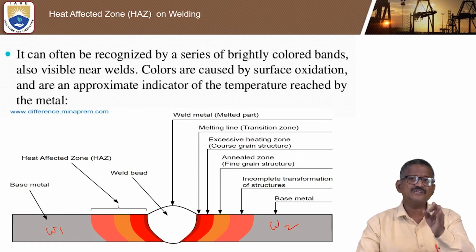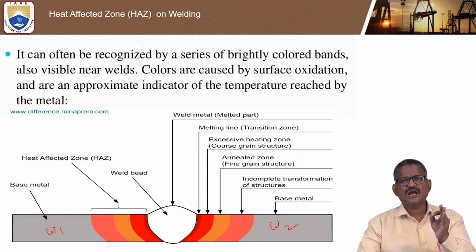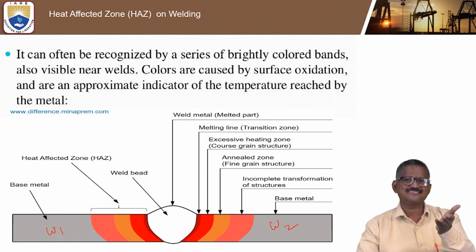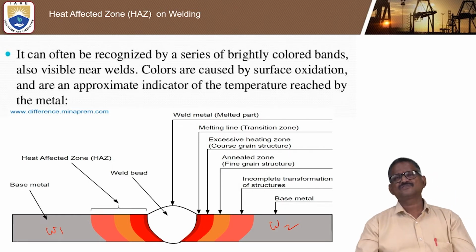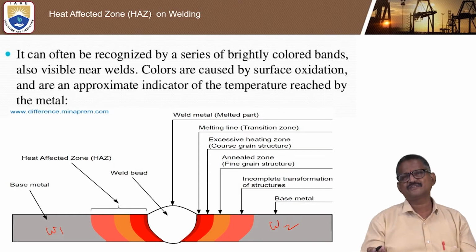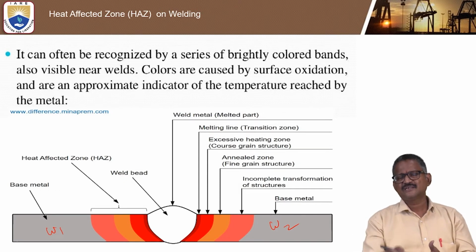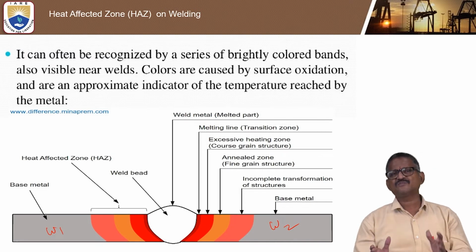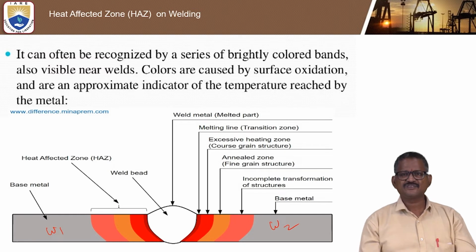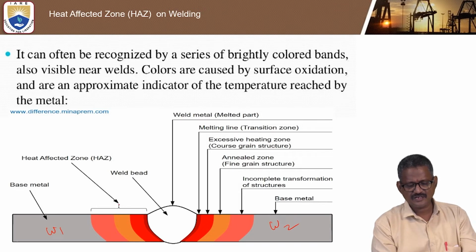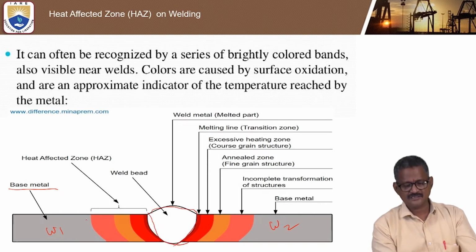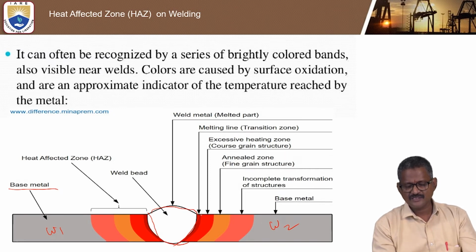While performing welding, the color bands are shown, and these colors are caused by surface oxidation. They are an approximate indicator of the temperature reached by the metal. Whenever the metal reaches red hot, the color indication also changes. This is how the heat affected zone starts from the weld bead, the weld metal, onwards through the total color indication. So this is the base metal, and this is the weld bead. In this structure we call this the weld bead, and this is called the heat affected zone, and this one and this one.